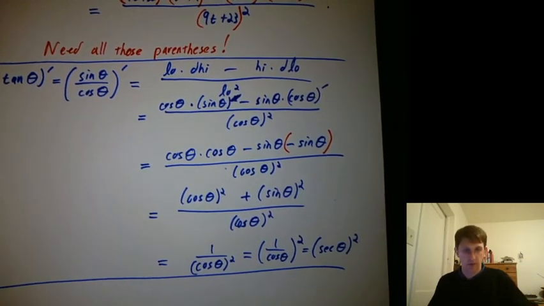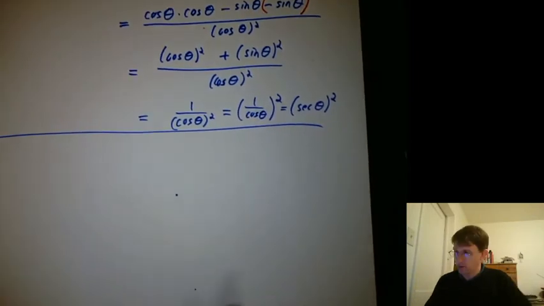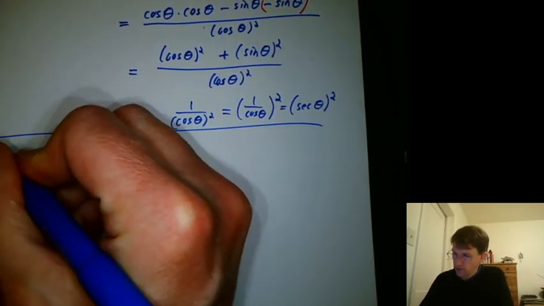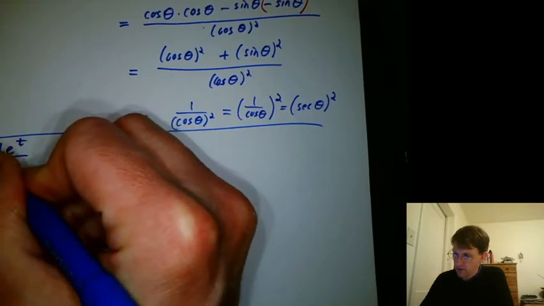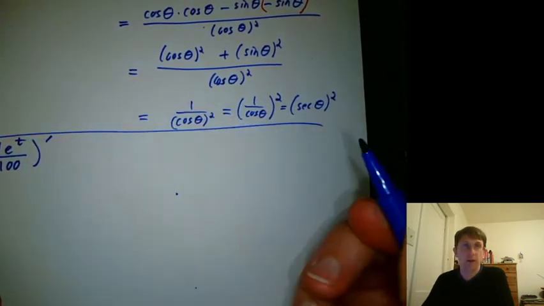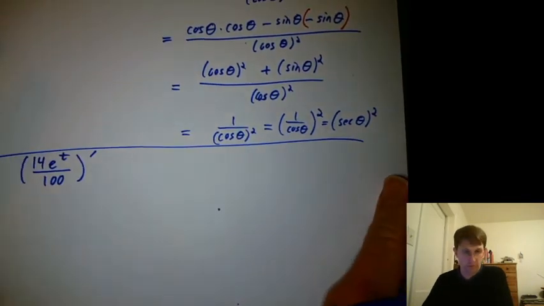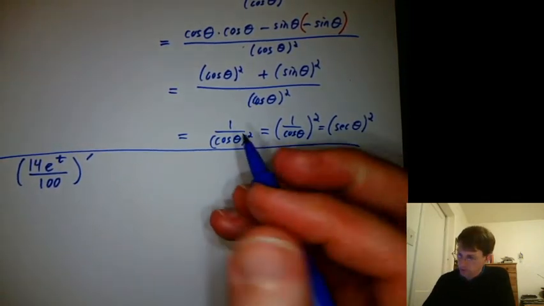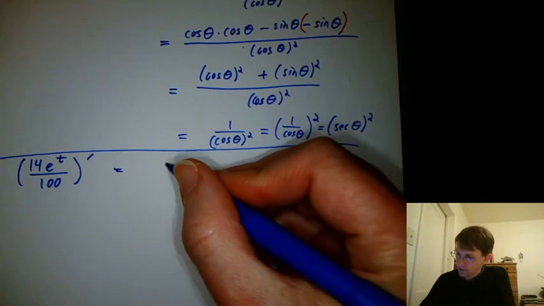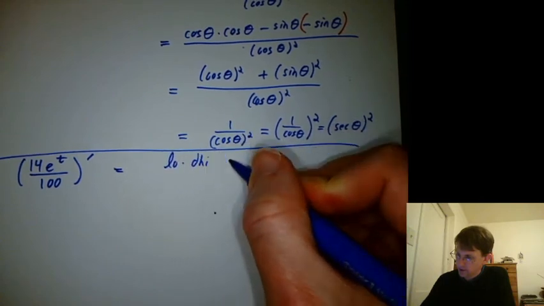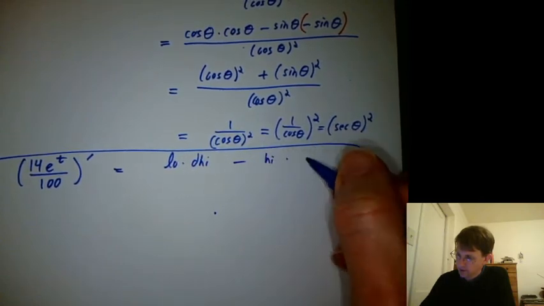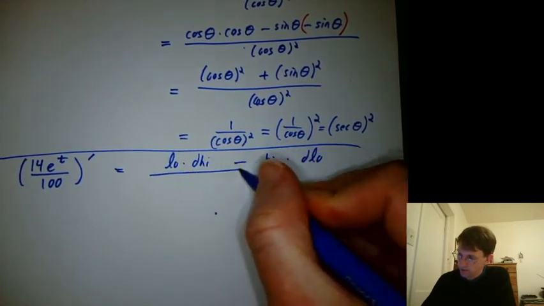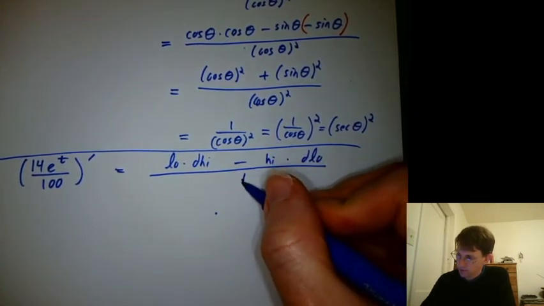Okay, let's do one more quotient rule kind of problem. Let's do 14 e to the t over 100 prime. All right, so go ahead and do the quotient rule. That would be low d high minus high d low, square the bottom.